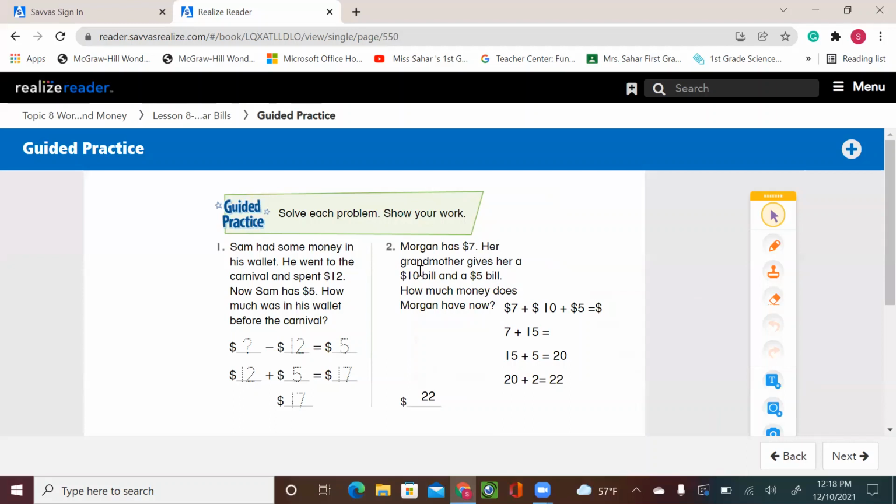Morgan has $7. Her grandma gives her a $10 bill and a $5 bill. I added 10 plus 5 equals 15. Then I add the 15 to the 7. I break apart the 7 into 5 and 2 to make it easy for me to add. So 15 plus 5 equals 20. And the remaining 2. So 20 plus 2 equals 22. So now Morgan has $22.